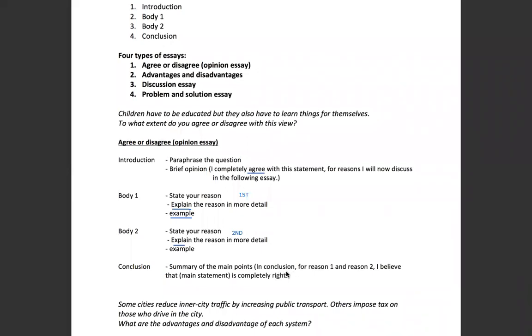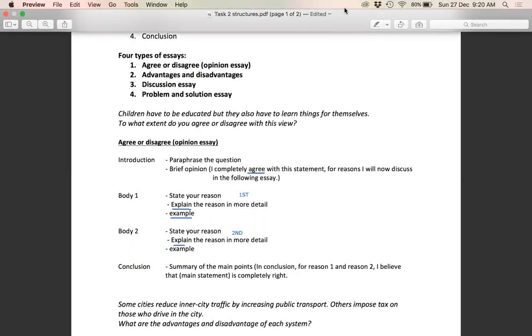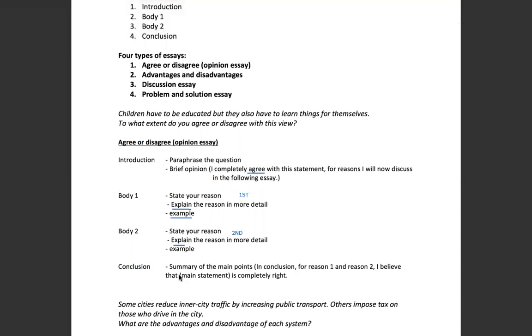For example, you could say something like, in conclusion, for reason 1, okay, this is your first reason, and reason 2, okay, you don't say this, but you say what the reasons were. I believe that the main statement, I believe that children have to learn things for themselves, is completely right, is completely true. Okay, so there's 2 things that we do. We summarize our main points from these 2 paragraphs, and then we just sum up our conclusion as well. The conclusion here is that we agree with the statement. And this is an example sentence that we can use.